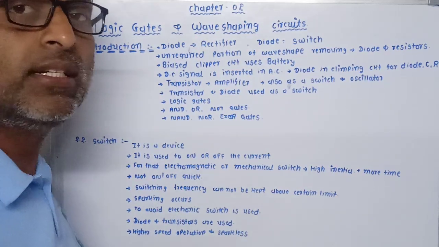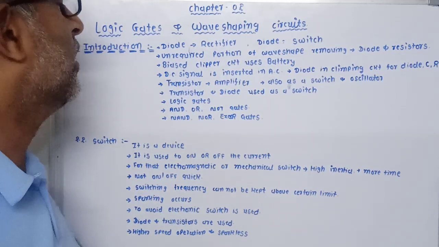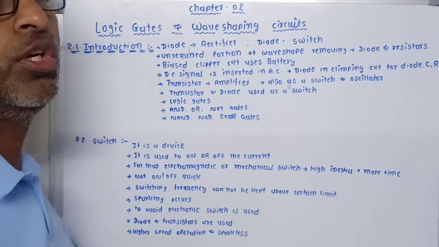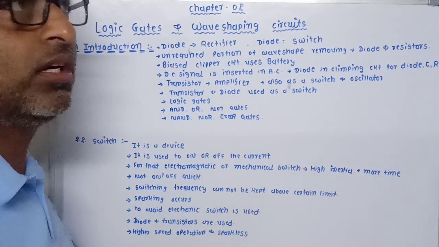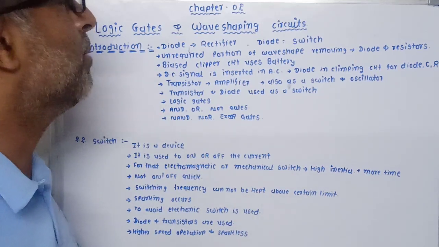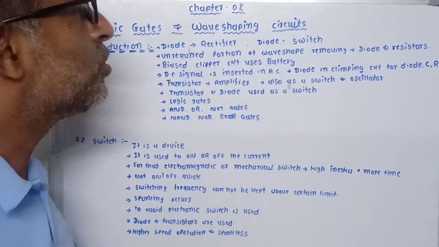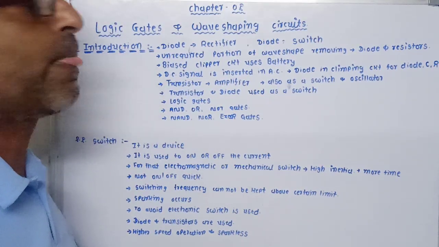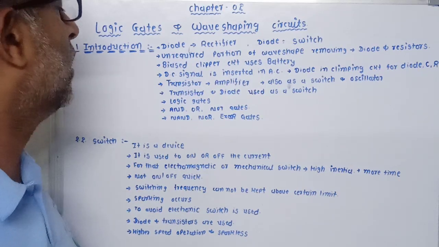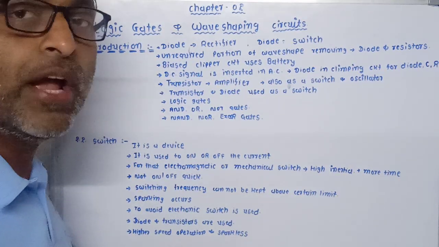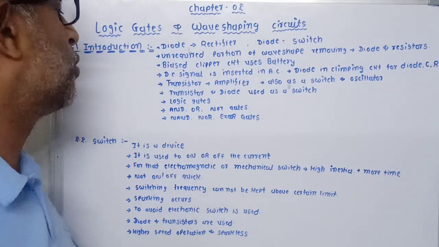Now next, the transistor. It is widely used as an amplifier, which is used to increase the level of the signal. That means it is used as an amplifier, but it is also used as a switch and also as an oscillator. So now in this chapter we will study how the transistor and diodes are used as a switch.